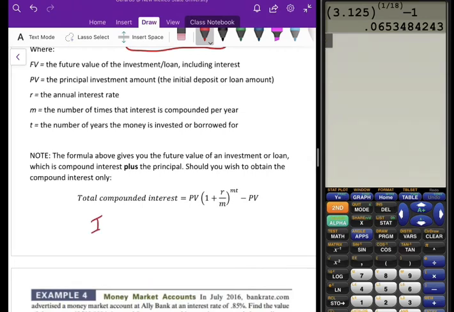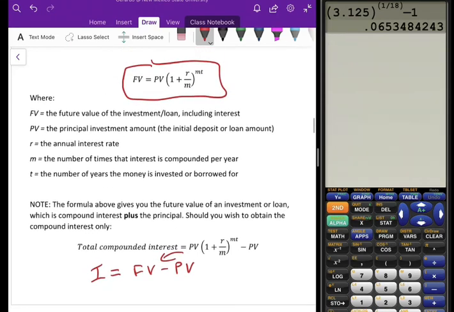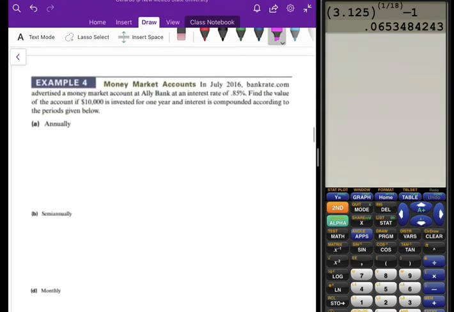Remember that if we want to find interest, this is just future value minus present value. This is the same thing. Why? Because future value represents all of this, which is all of this. Okay?